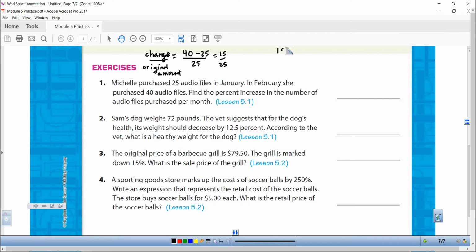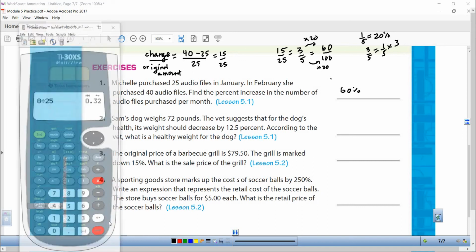Again, let's try to do some mental math here. 15 over 25, we can divide both of those by 5, and we get 3/5. If we want to know what that is as a percent, what do I have to multiply 5 by to get to 100? That's 20, and 3 times 20 is 60, so the answer is 60%. One of the ones you're supposed to have memorized is that if 1/5 is 20%, then 3/5 is 1/5 times 3, and 20 times 3 is 60%.